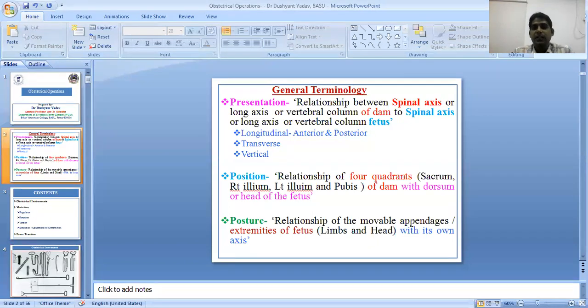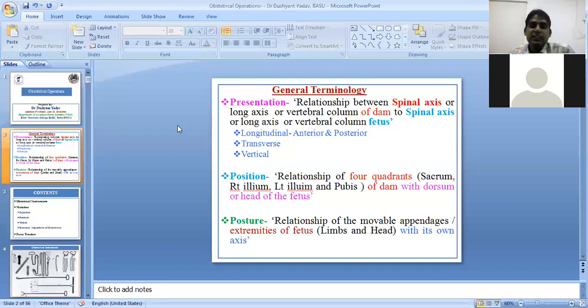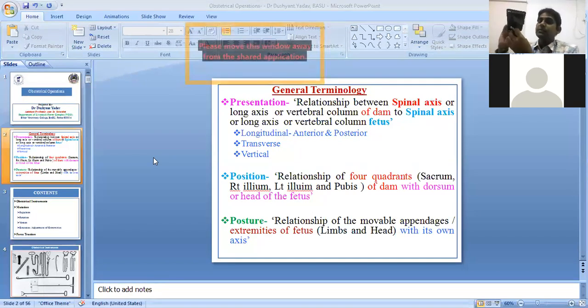Okay, recording is on. So the presentation is the relationship between the spinal axis of the dam and the spinal axis of the fetus. If the spinal axis of the dam is this one and the spinal axis of the fetus is this one, then the relationship of the fetal spinal axis and the dam's spinal axis is called the presentation. Presentation is of three types.